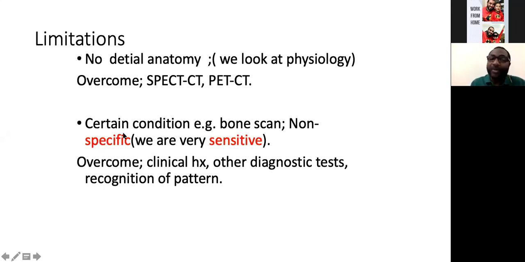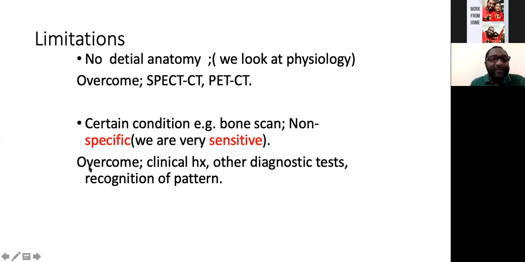We will not be able to say what this is, because anything, for instance, in bone scan, any factor that increases blood flow, that increases vascularity, or increases osteoblastic activity or bone turnover will show as an increased uptake. An increase that can be seen in trauma, in arthritis, in infection.